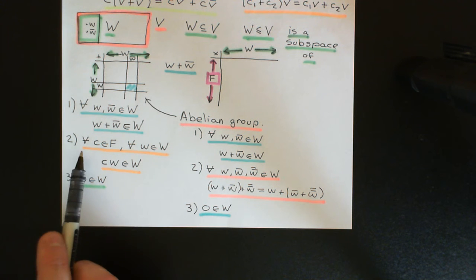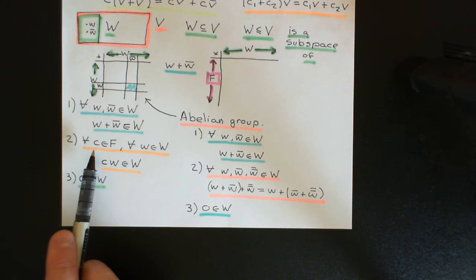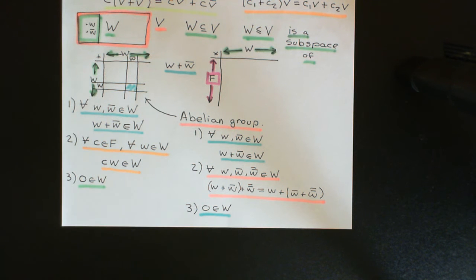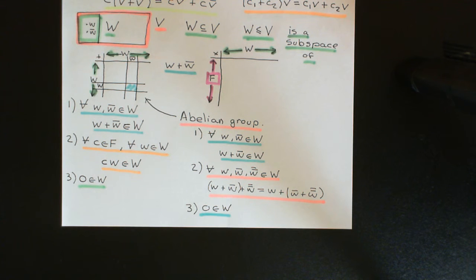It must be closed under scalar multiplication, so if you take any element of the field, little c, and any vector in the subset, little w, and scalar multiply the vector w by the element of the field c, that answer must be an element of the subset W as well. And finally, the zero vector from the larger vector space capital V must also be an element of the subset capital W.